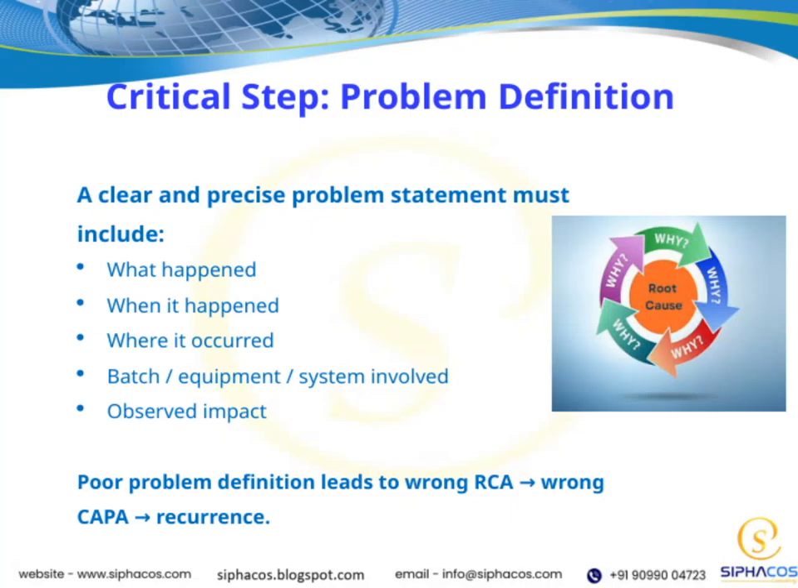Let's talk about what makes a clear and precise problem statement. First, we need to specify what exactly happened. This means describing the issue or the event that took place. Next, we should include when it happened, so we understand the timing and potential causes related to that period. Then, it's important to mention where it occurred, the specific location or environment where the problem was observed. Additionally, we need to identify the batch, equipment, or system involved, so we know what part of the process was affected. Lastly, we should describe the observed impact, what consequences or effects resulted from the problem.